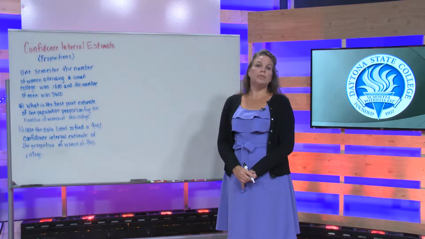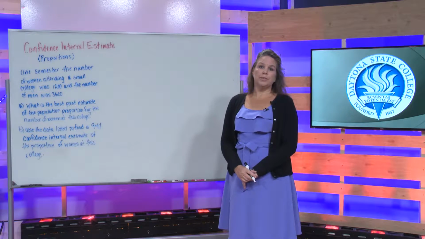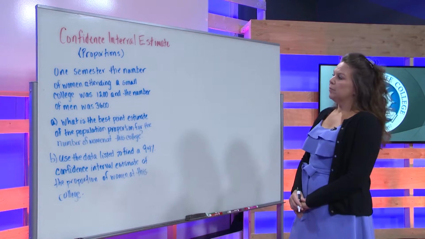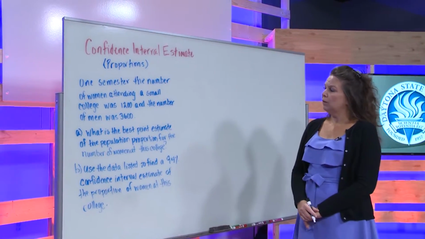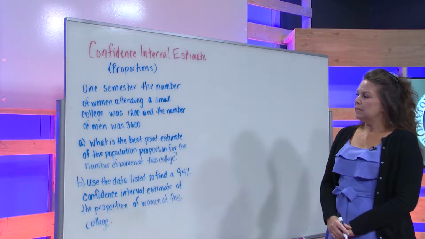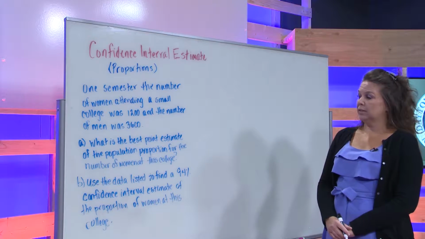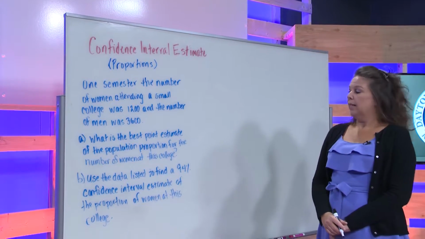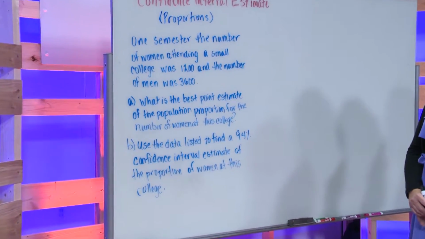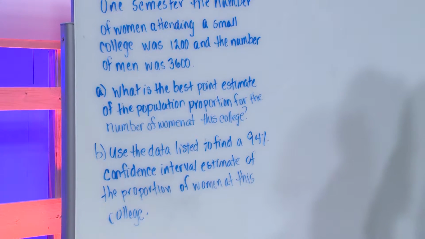We're going to look at a problem that involves confidence interval estimates and proportions. One semester, the number of women attending a small college was 1,200 and the number of men was 3,600. What is the best point estimate of the population proportion for the number of women at this college? That's part A. For part B, we're going to use the data listed to find a 94% confidence interval estimate of the proportion of women at this college.